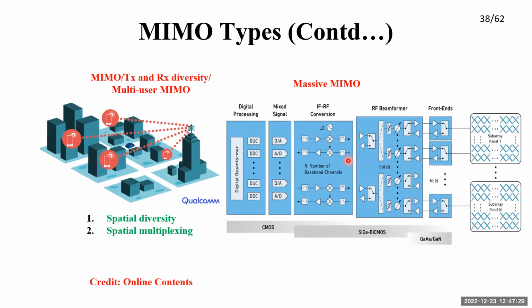Next level of thing is massive MIMO, where you will have a massive number of antenna elements. It will have both spatial diversity as well as spatial multiplexing and many more, enhancing the throughput as well as SNR, for example, with the help of beamforming.